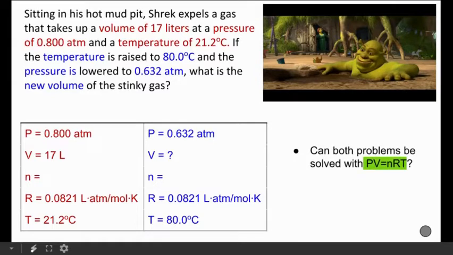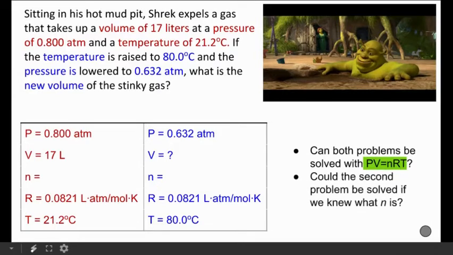So let's think about PV = nRT. Could we solve both problems with PV = nRT? Well, the one on the left we definitely could because we know all the values except for one, and that's n. The one on the right, though, is a little trickier. We couldn't necessarily solve this one with PV = nRT because we don't know the value for n, and V is the one that we're asked to solve for.